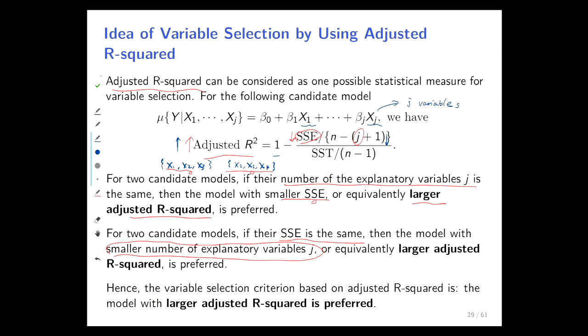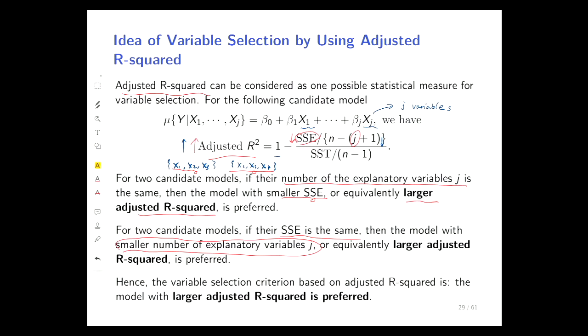So in both cases, we always have this situation that the larger adjusted R square is preferred. In this case, we have this criterion by using this adjusted R square. So we always prefer the model with larger adjusted R square. And in this case, we balance the goodness of fit for the regression model and also the number of the variables. So that's the idea for the adjusted R square. It's straightforward, and you have already learned adjusted R square, so you are more familiar with that.